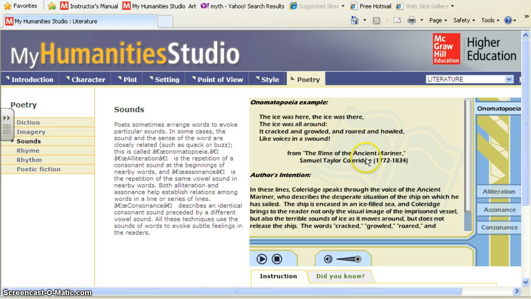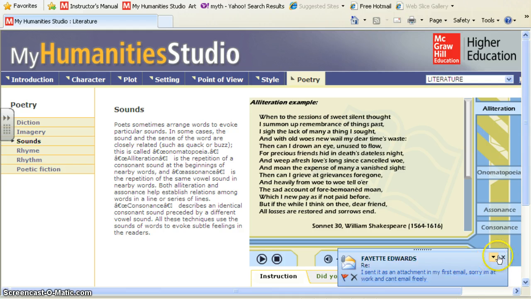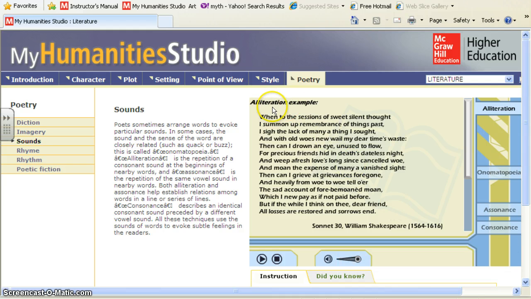And it's got those words, cracked. It sounds like when it cracks. That's onomatopoeia. Another even more common sound device poets use is called alliteration, and it's when the actual vowel sounds are repeated. Alliteration is the repetition of a consonant sound.